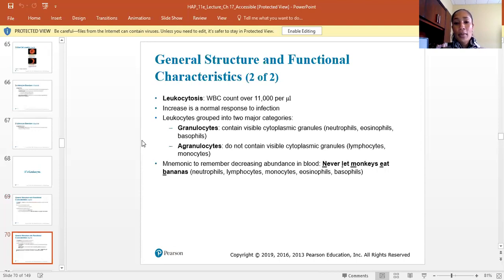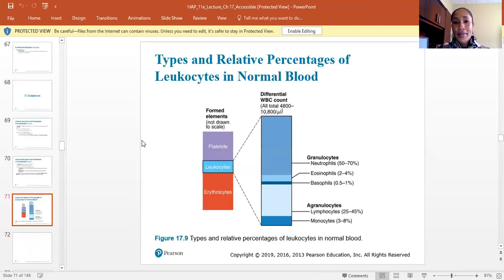A mnemonic to remember decreasing abundance in blood could be never let monkeys eat bananas. So in terms of the leukocytes that we find most abundant in our blood, from most abundant to least abundant, would be neutrophils, lymphocytes, monocytes, eosinophils, and basophils.